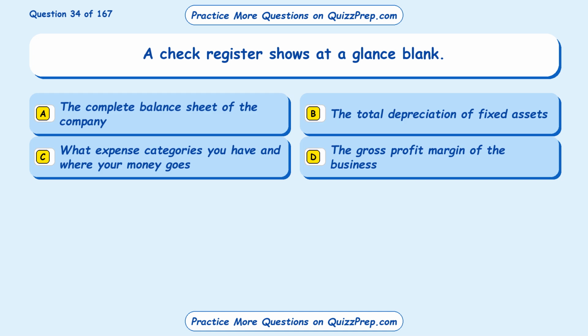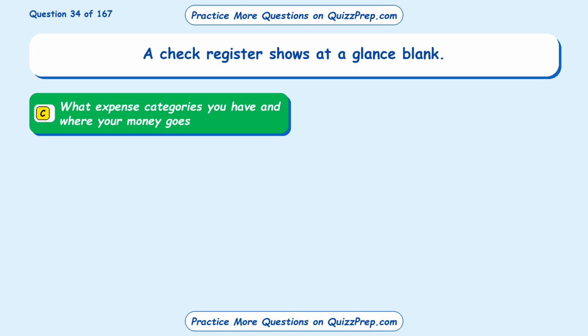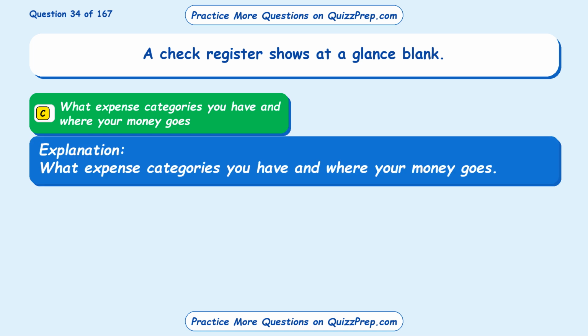Question 34. A check register shows at a glance blank. Option A, the complete balance sheet of the company. Option B, the total depreciation of fixed assets. Option C, what expense categories you have and where your money goes. Option D, the gross profit margin of the business. The correct answer is option C, what expense categories you have and where your money goes.